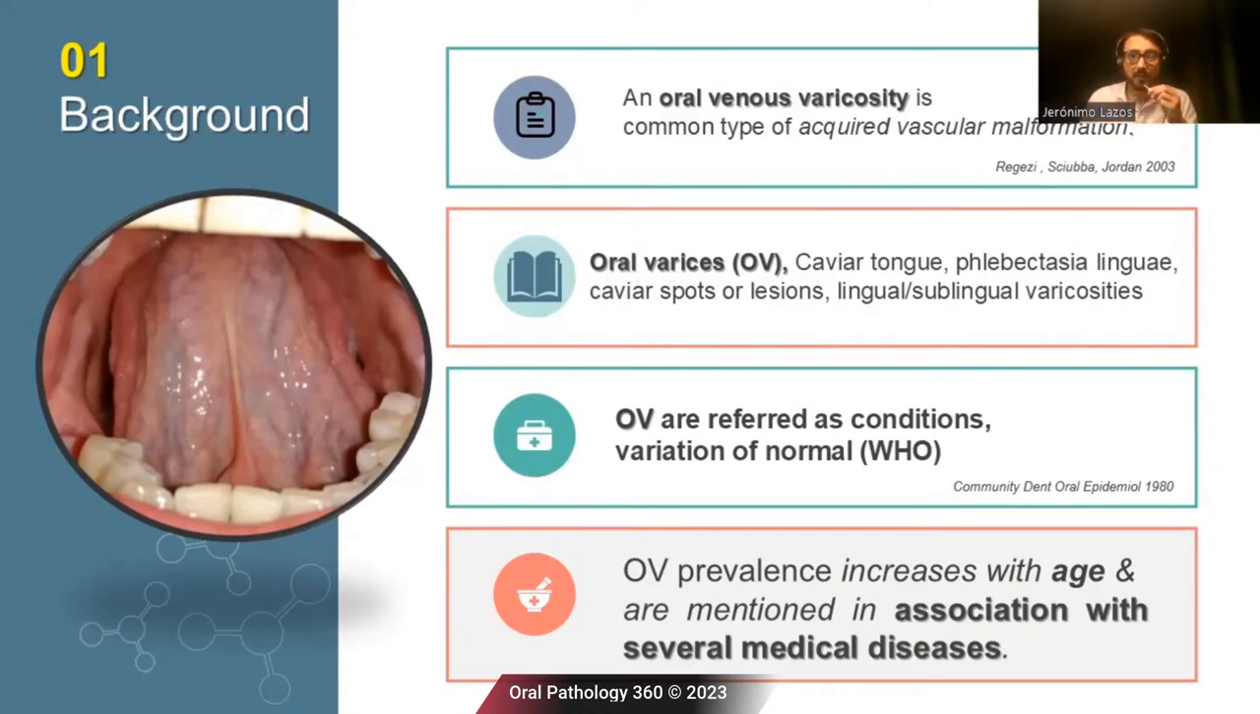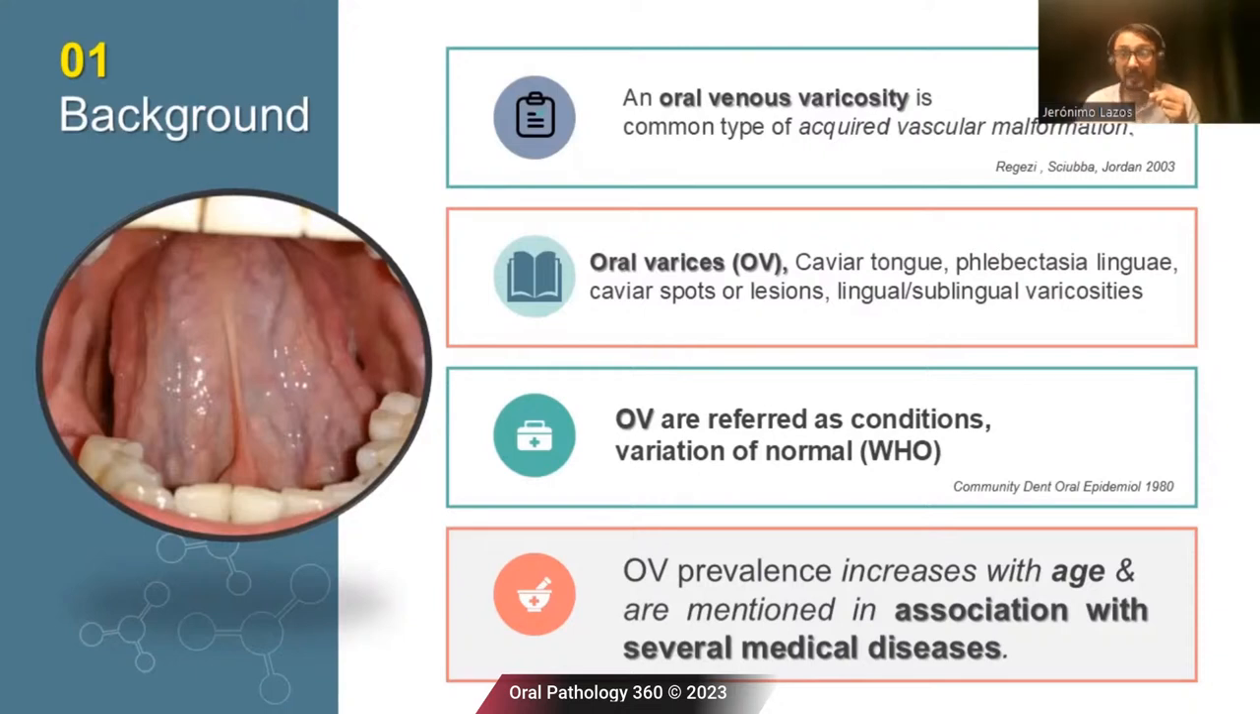Varices of the ventral surface of the tongue represent a common oral finding. They have been given several denominations, including caviar tongue, flebectasia linguae, caviar spots or lesions, lingual and sublingual varicosities. But the most common way of referring to them is, of course, oral varices, and that is the one that we are going to use in this presentation. So when we say OB, we are going to refer to oral varices or oral varicosities.